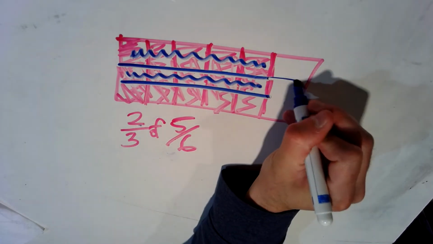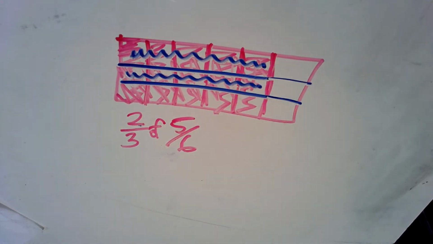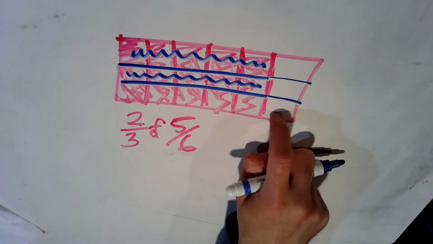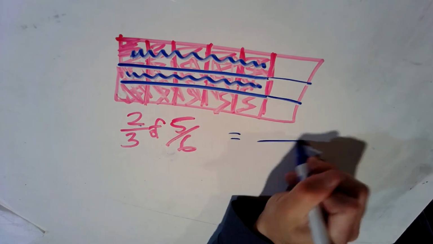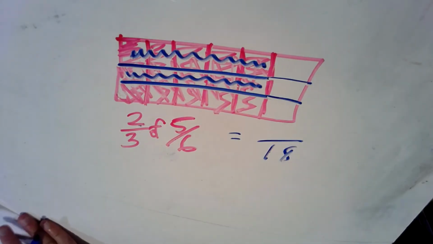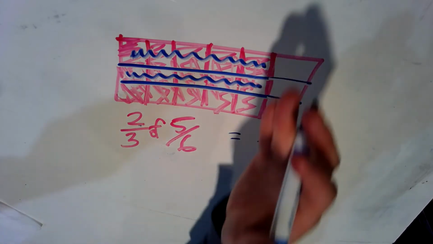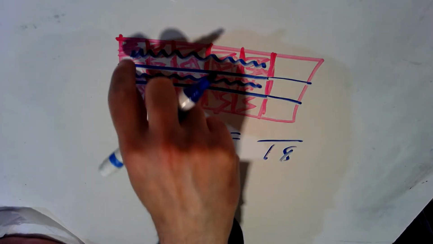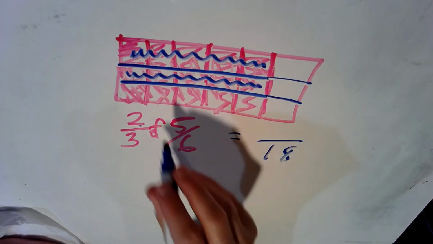Let's cross the line all the way across. Now we've got equal pieces. There's 1, 2, 3, 4, 5, 6. So 12, 18 equal pieces in a whole Kit Kat bar. I had 5/6, and I found out 2/3 was this amount. Let's figure out how many are both blue and red.